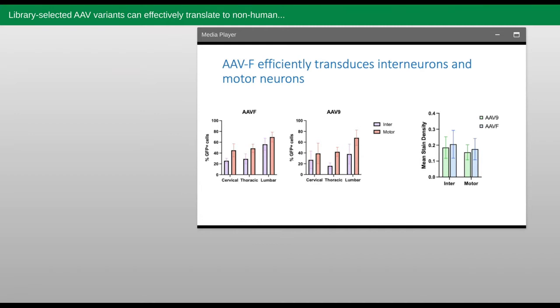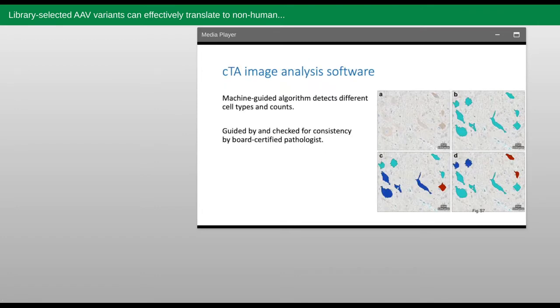cervical region. And we noticed this was obviously a pilot study, so we're limited in what we can infer, but we did notice an upward trend in both the number of transduced cells in AAVF relative to AAV9, as well as the average staining density of each cell. To measure different cells being transduced as well as the density of these cells, we used an image analysis program called CTA.